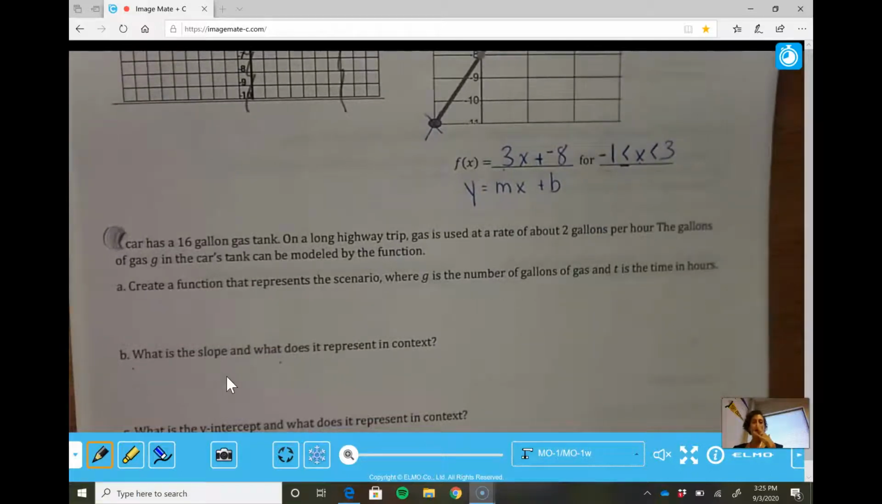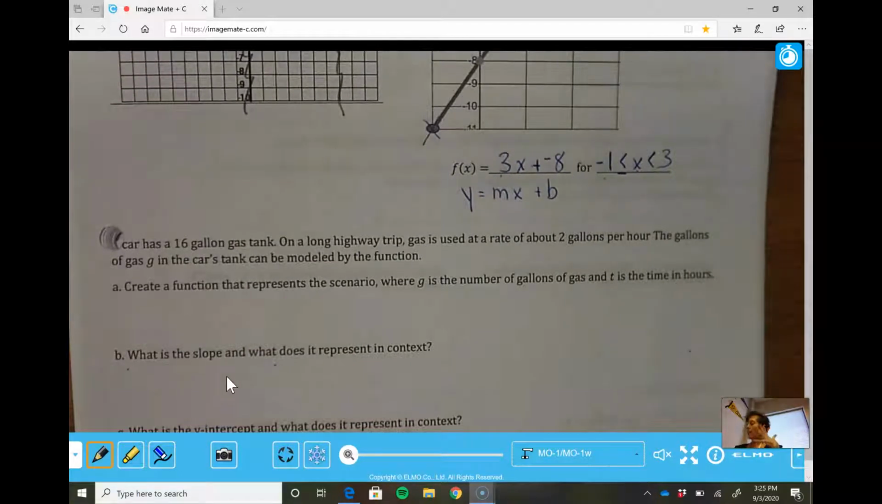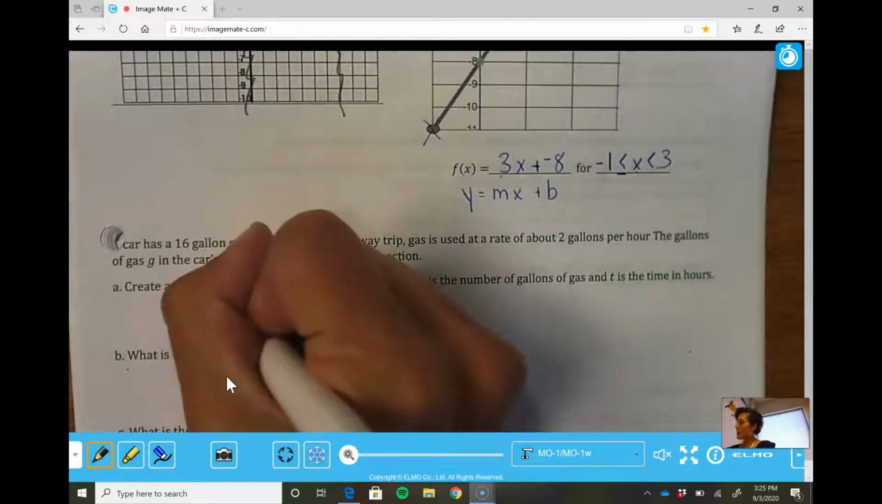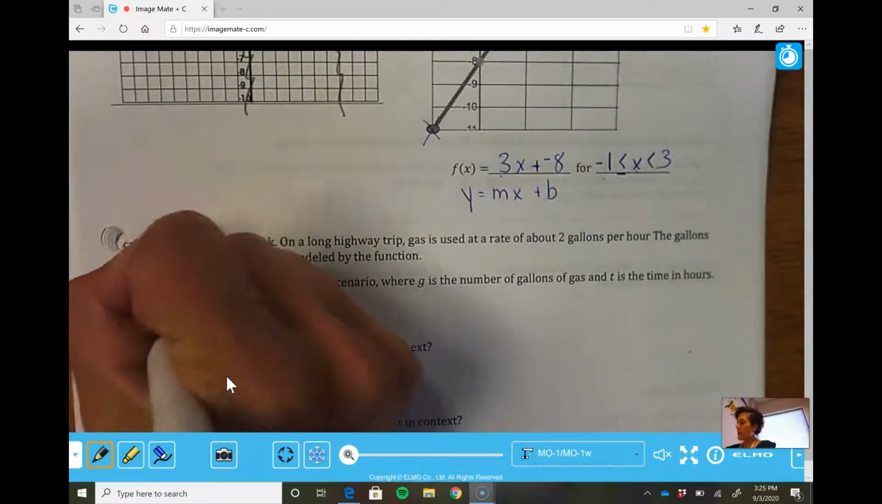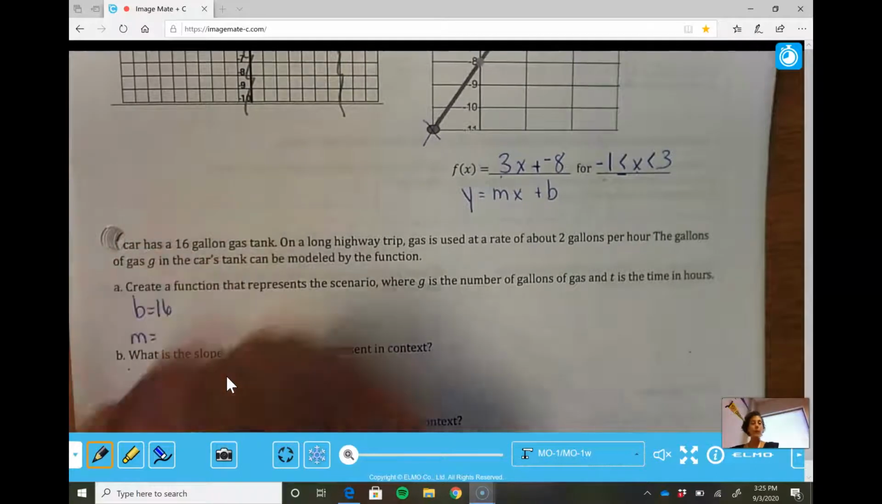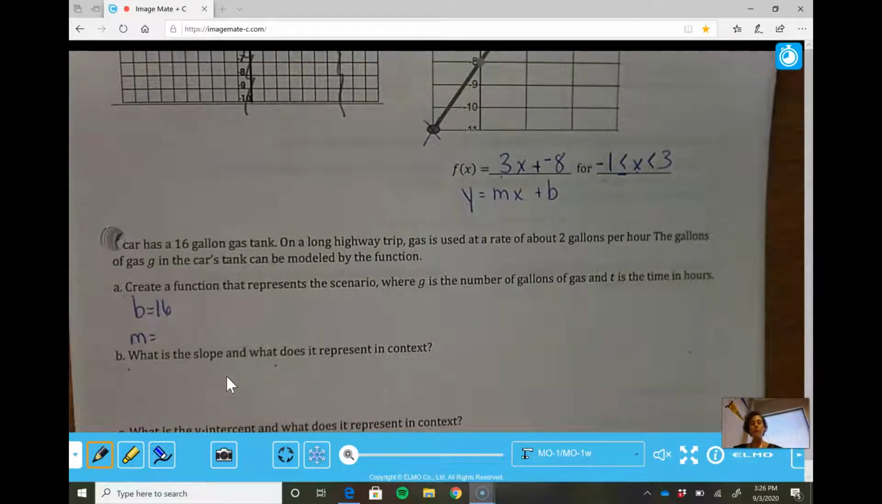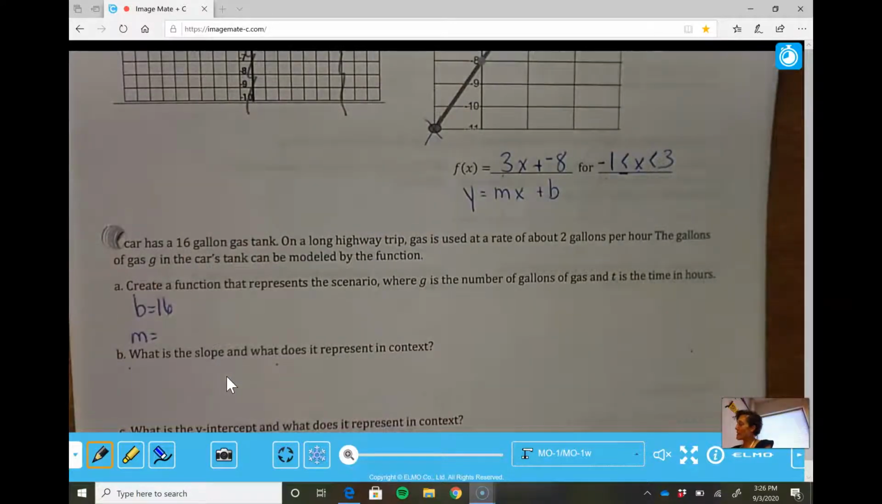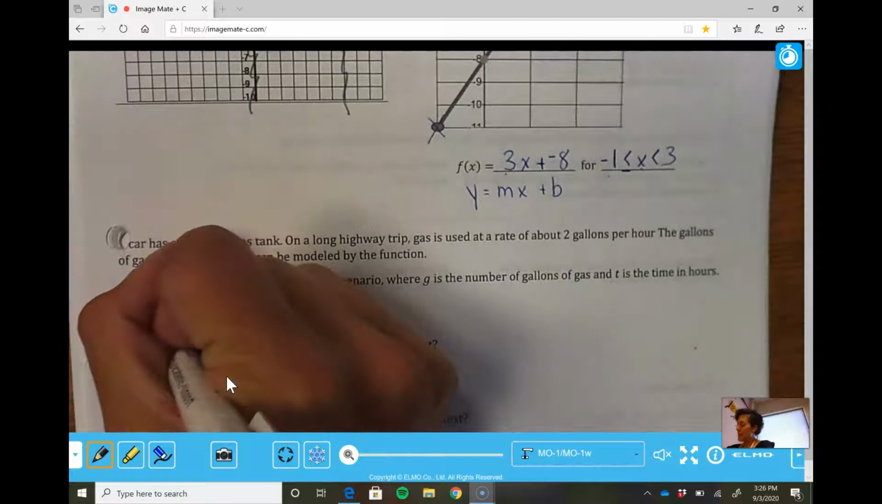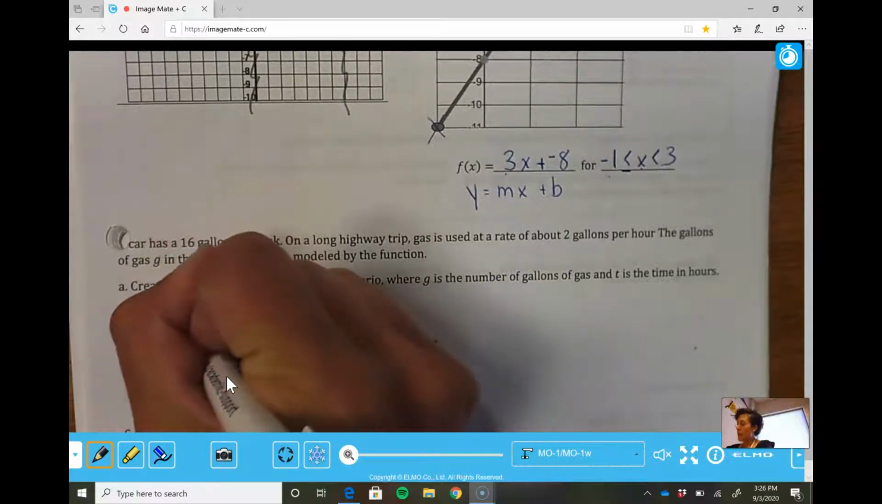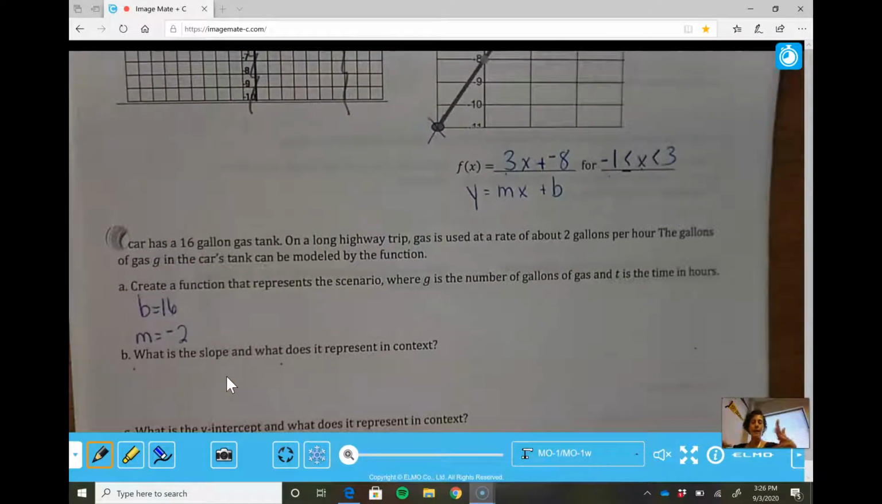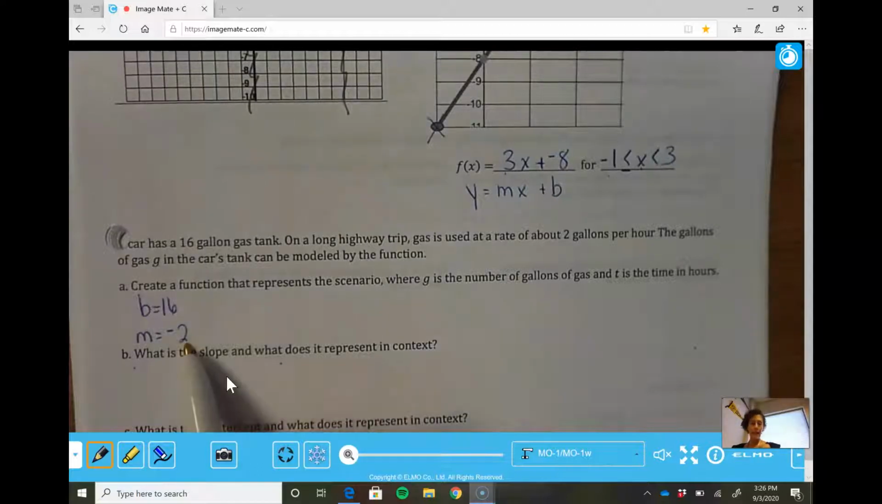So if you think about it with the gas tank, in y equals mx plus b, b is always the beginning amount. It's where you start. So we're going to assume that this gas tank is full, and we are starting with 16 gallons. So 16 is going to be my b. And then your slope is how it changes. So we're losing gas at about a rate of 2 gallons per hour. And since it's going down, we're going to make sure that that's -2. And per hour would just be over 1, and -2 divided by 1 is just -2.